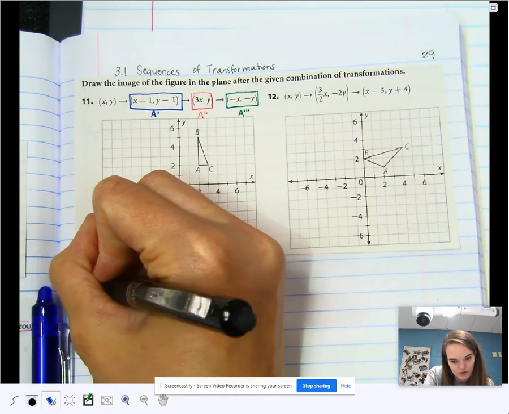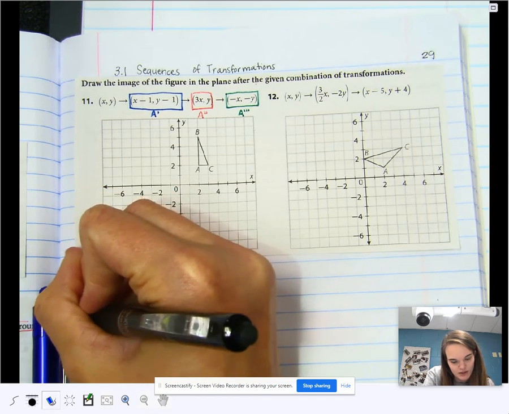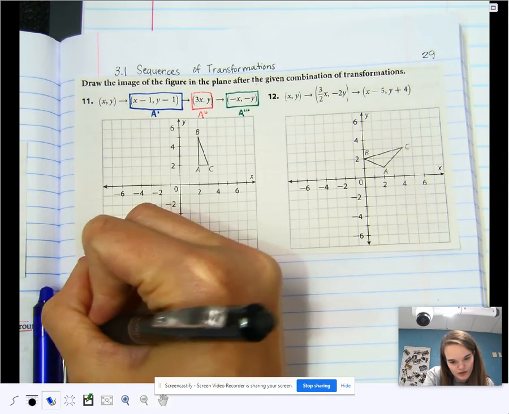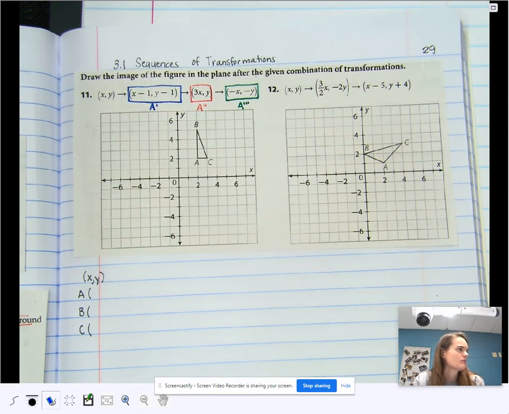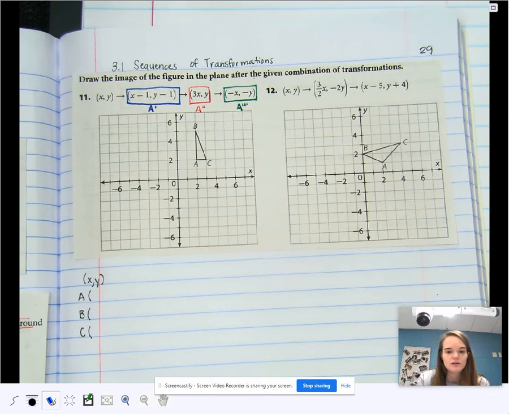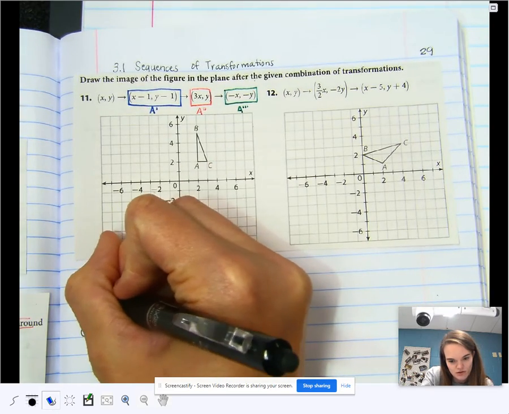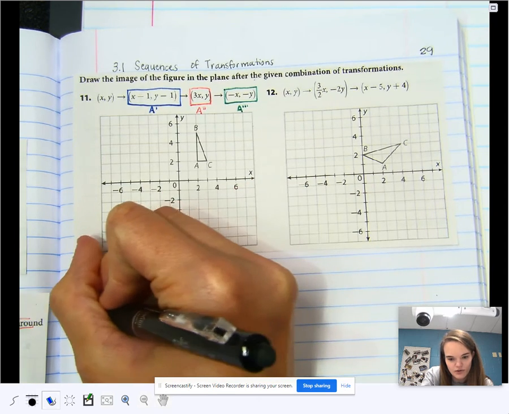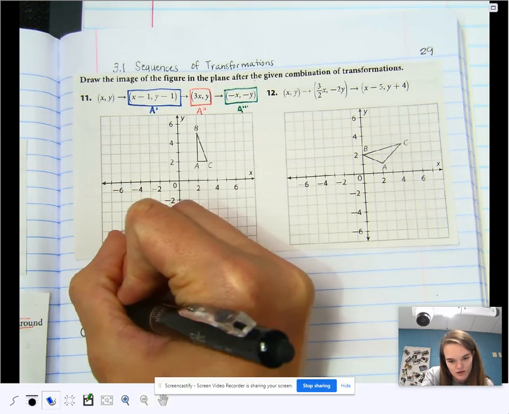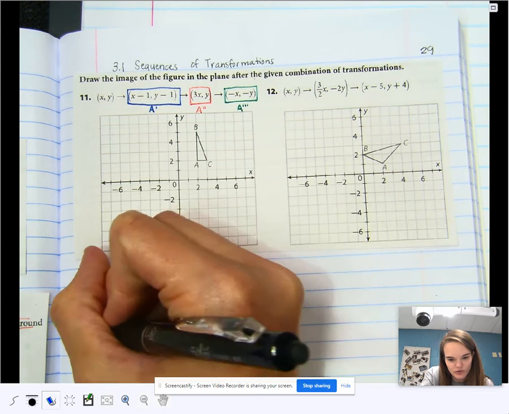x, comma, y. We're going to write down A, B, and C. Okay, so A is (2, 2). B is (2, 5). And C is (3, 2).